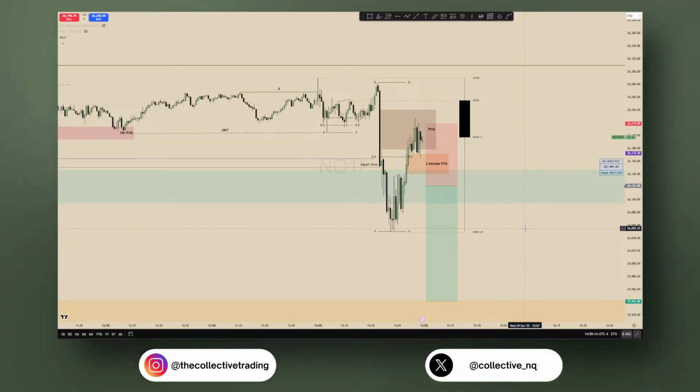Yeah, that is a gross hourly candle. Did trade up into that 15-minute order block though, so I wouldn't want to see any higher than that.